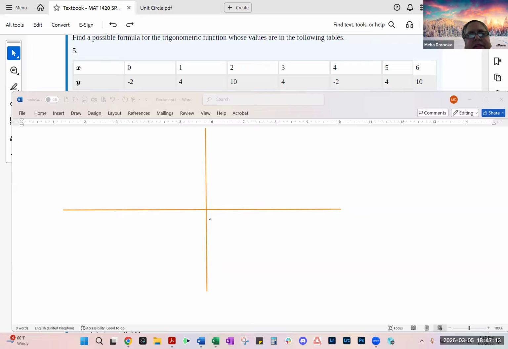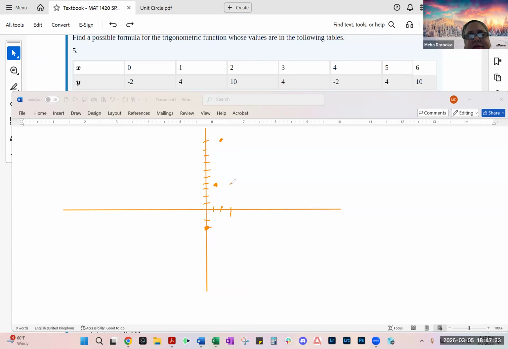So you can see our first point is starting out at 0, -2. And again, this is just a very approximate graph over here, guys. We've got 1 with 4. We've got 2 with 10. So that's 5, 6, 7, 8, 9, 10.